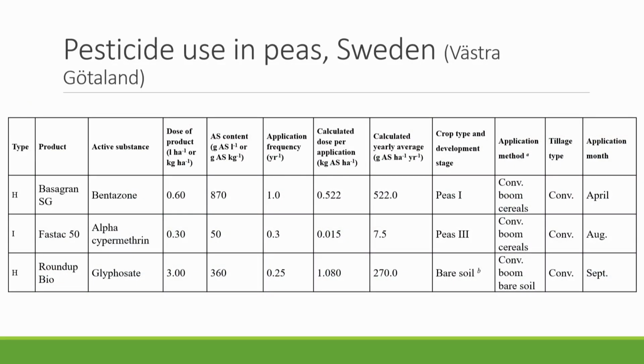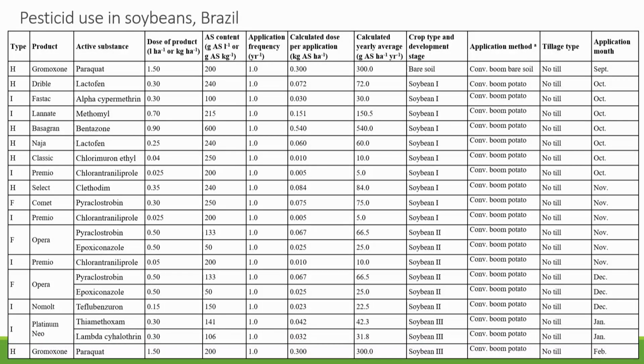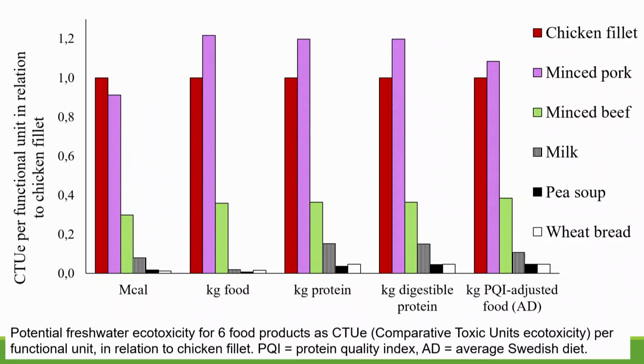So you have to get this data: which type of pesticide, how often is it used, then you have to have some idea about how it's applied, and when in the year, to calculate. This is peas in Sweden. This is standard pesticide use in soybeans in Brazil, and this is how it is. I have been there and studied it, so I feel sure about this inventory. And the results became as follows.